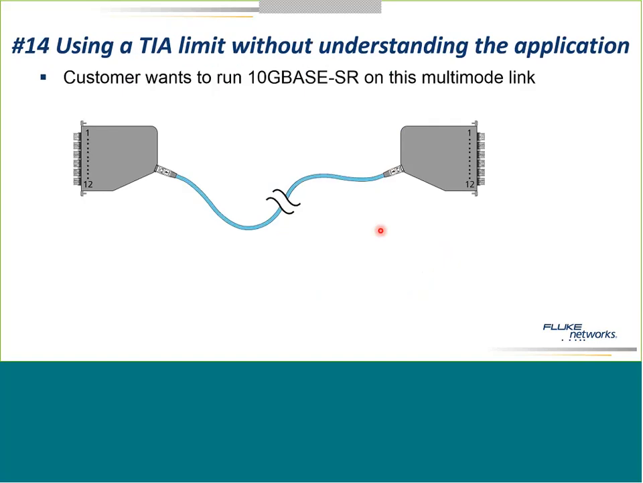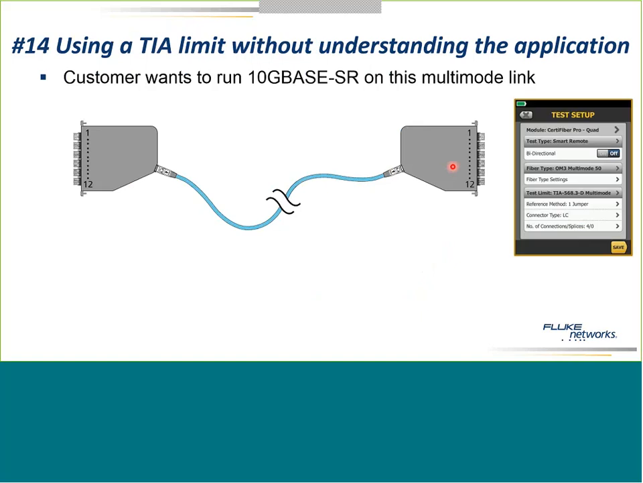Let's take a look at where this can complicate our life. So here we have a cassette, an MPO cable, and a cassette. And we have a customer who wants to run 10 gig on this. Now, here we see the Certifiber, the OLTS, the optical loss test set, the configuration page. It's set up to do a smart remote.